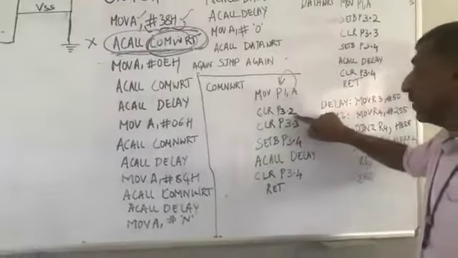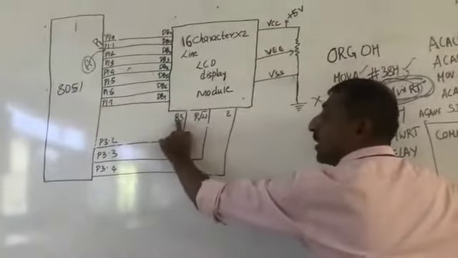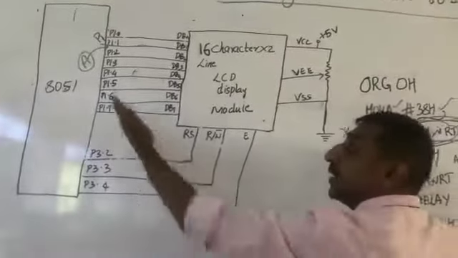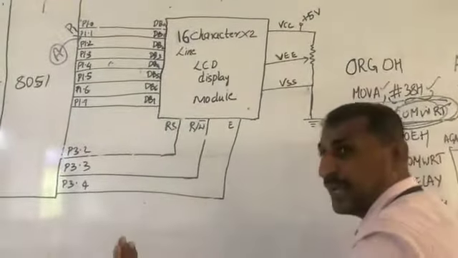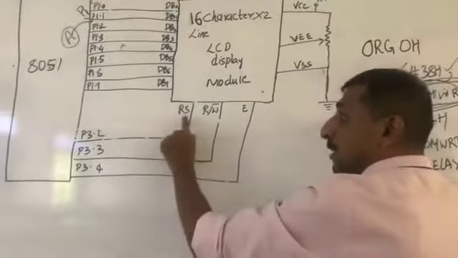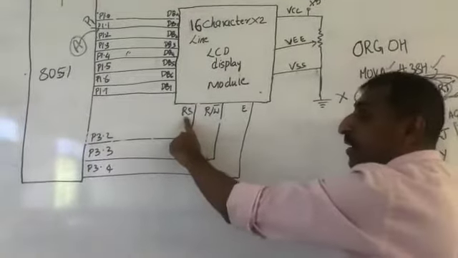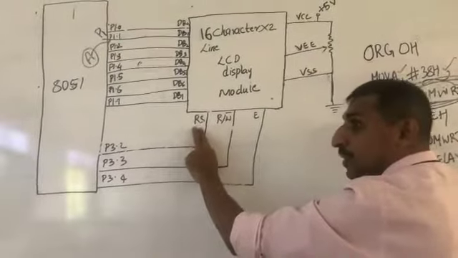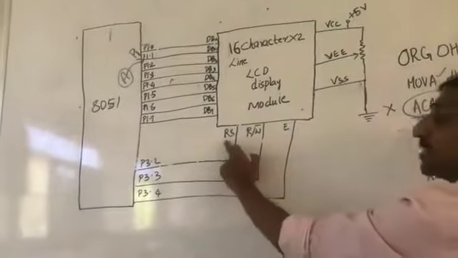What do you mean by clearing P3.2? What actually is P3.2? P3.2 is connected to register select. The 38H that you are trying to send is a command, not the data to be displayed, right? Therefore, the register select should select the command register. If it has to select the command register, RS should be 0. If it has to select the data register, in that case, RS should be 1.